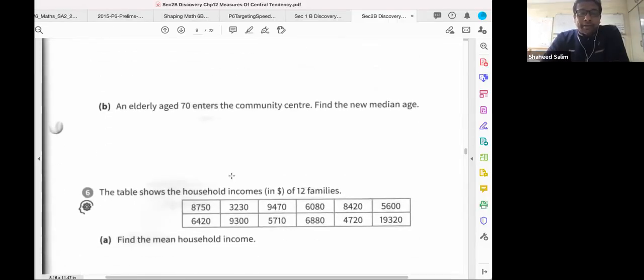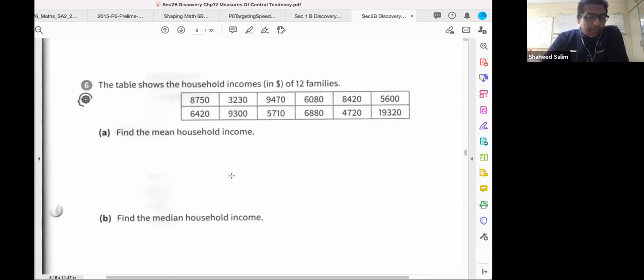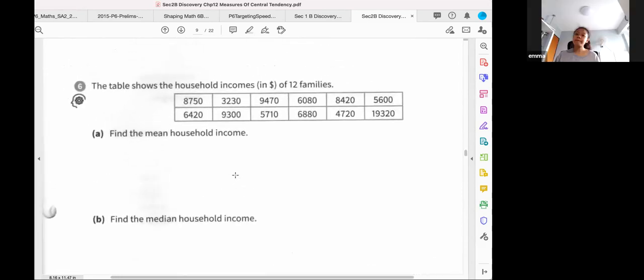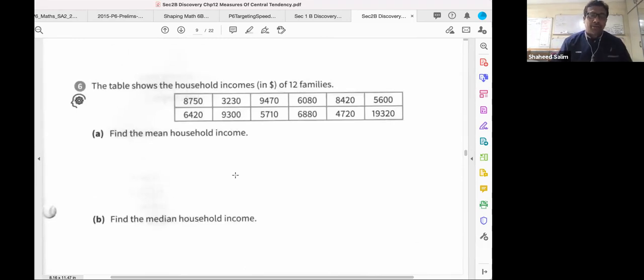All right, we try now the next one. We try question number 6. Question number 6, A and B. You have to rearrange it. But down here you are asking for the mean also, so you know what to do. Okay, this is revising the mean, and then median. You try.